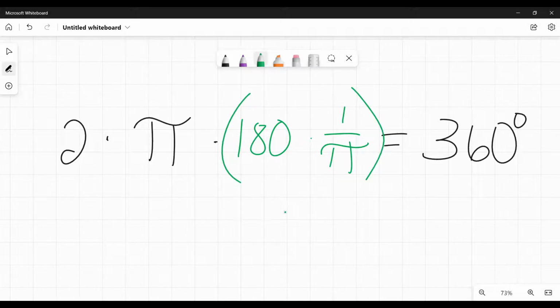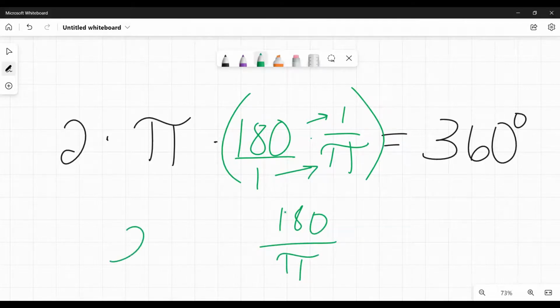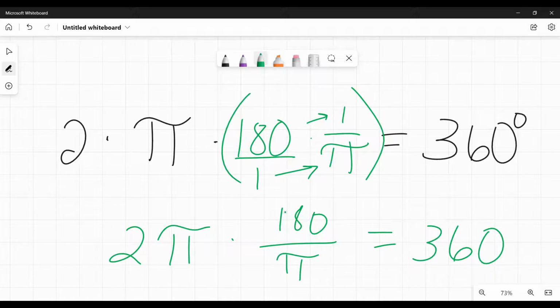When you multiply a whole number times a fraction, you put the whole number over 1, and then it just becomes 180 times 1 on the top, and 1 times pi on the bottom. So I'm saying I have my radians, I multiply by 180 over pi, I get 360. And that's where that formula came from.